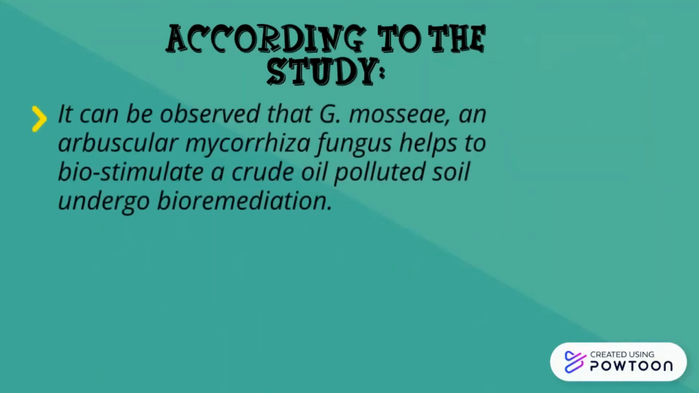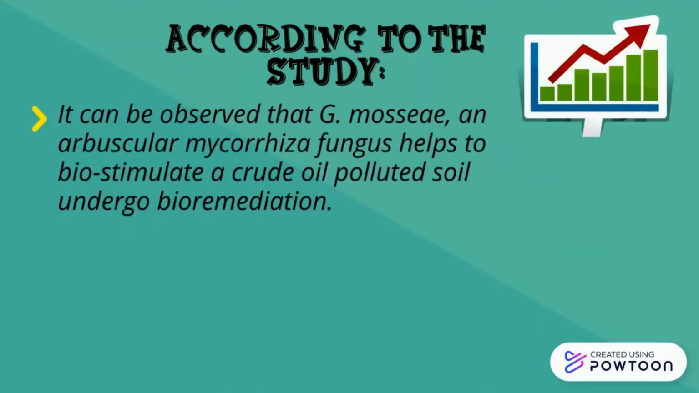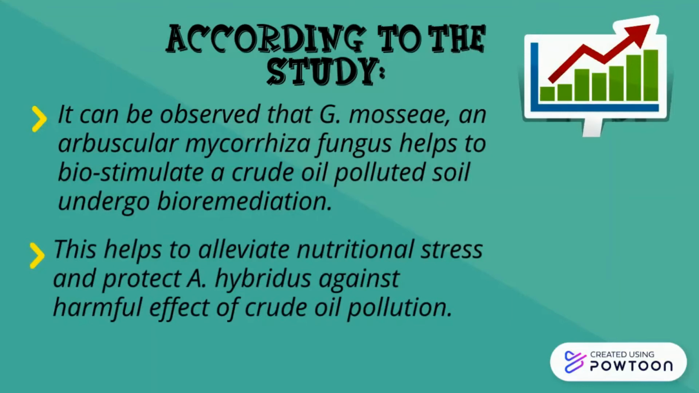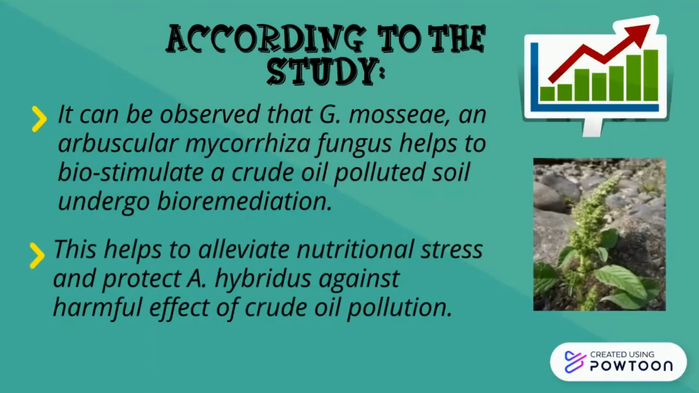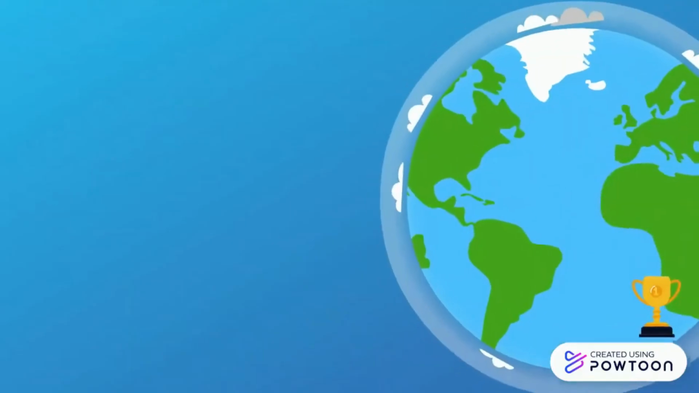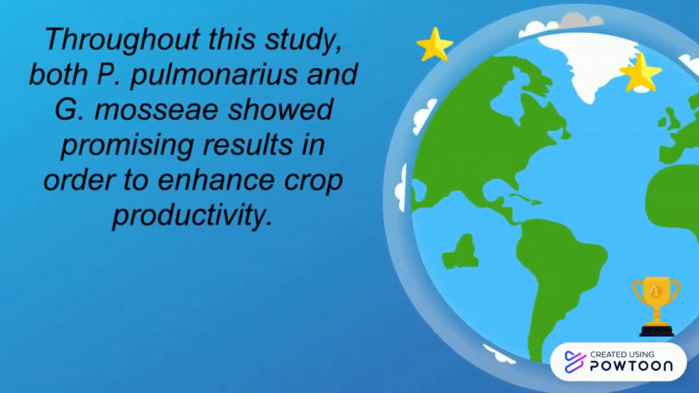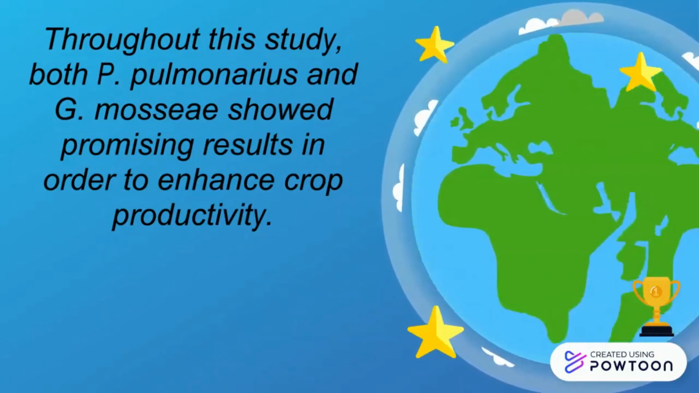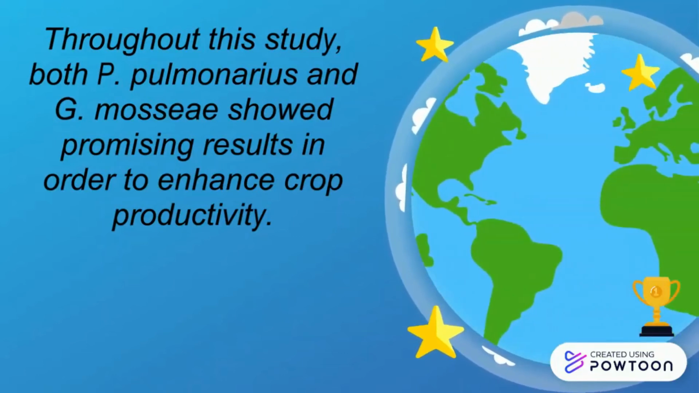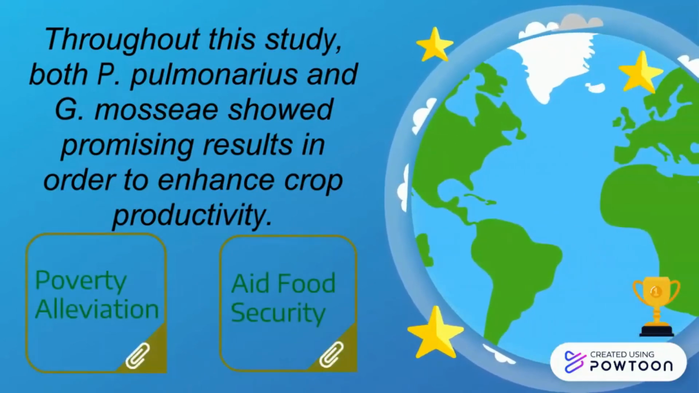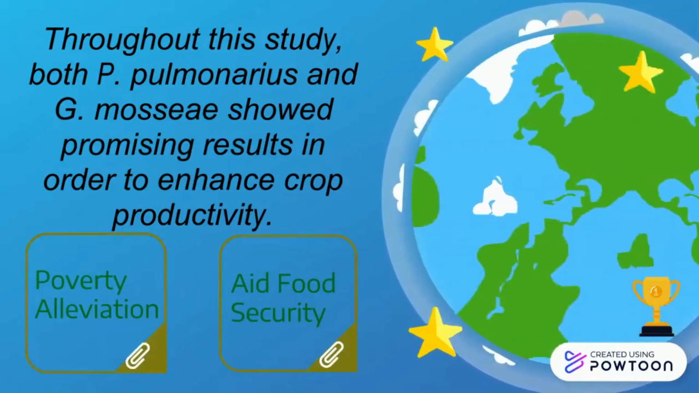Based on the results, it can be observed that Glomus mosseae, an arbuscular mycorrhiza fungus, helps to biostimulate a crude oil polluted soil to undergo bioremediation. This helps to alleviate nutritional stress and protect Amaranthus hybridus against the harmful effect of crude oil pollution. Throughout the study, both Pleurotus pulmonarius and Glomus mosseae show promising results in order to enhance crop productivity in polluted environment. This can eventually lead to poverty alleviation and aid food security.